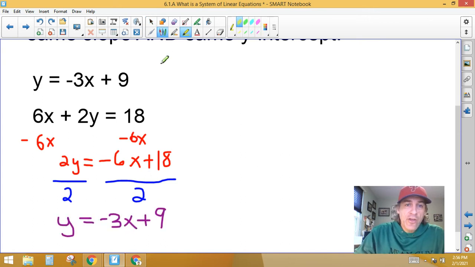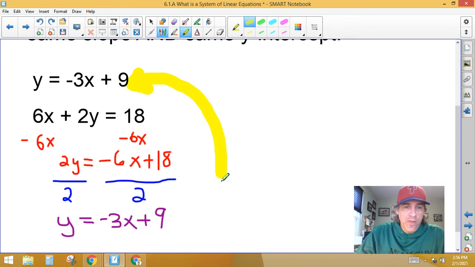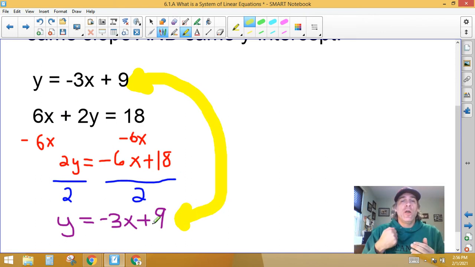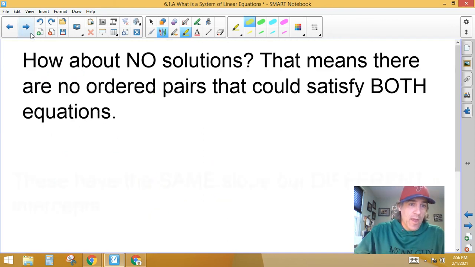Oh my goodness. That's what I started with in my first equation, and the second equation turned into it. Therefore, there are infinite solutions to this. This is consistent, and this is dependent. A consistent, dependent system.